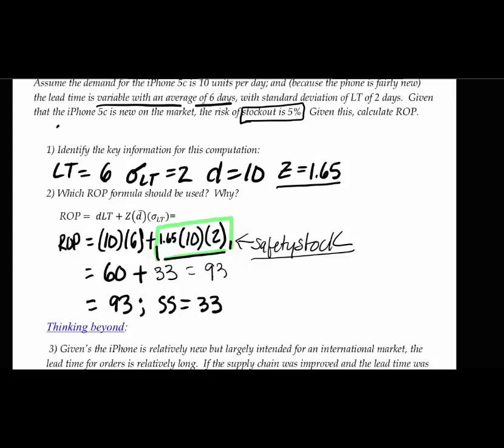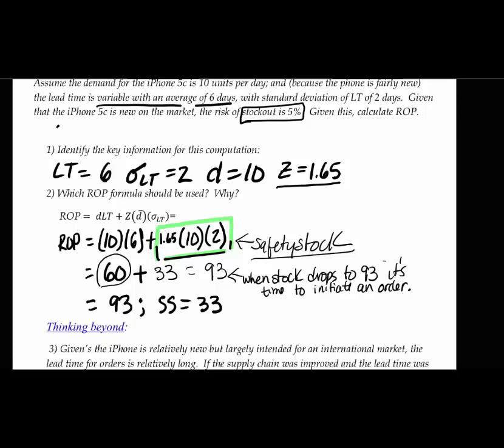So this 93 you see noted right here, this number suggests that when our stock drops to 93, it's time to initiate an order. This number of 93 takes into account two things. One, the regular daily demand times the lead time. That's what the 60 is right here. That just accounts for if we had exactly steady demand of 10 units per day. We have a lead time of 6 days, so we need to order when our stock drops to 60 or else we'll run out because we're using up 10 each day.